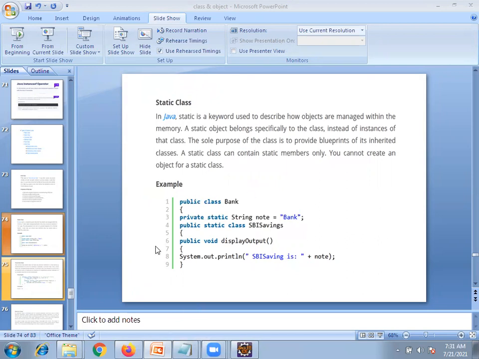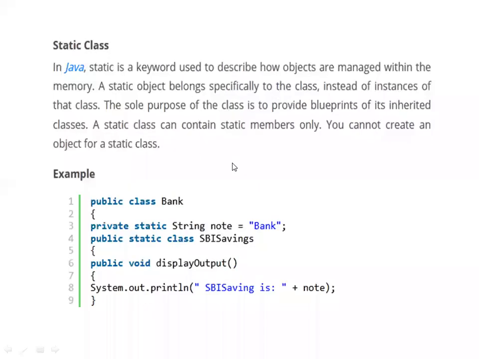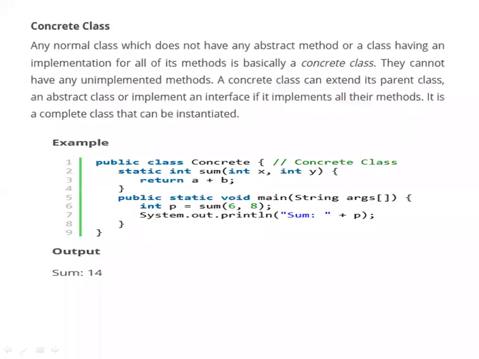Yeah. Now we are clear on static class. Static is always for class level. Now what is a concrete class? A concrete class is a class which does not have any abstract methods, and the class has an implementation for all of its methods.